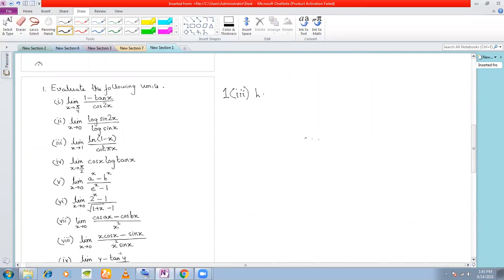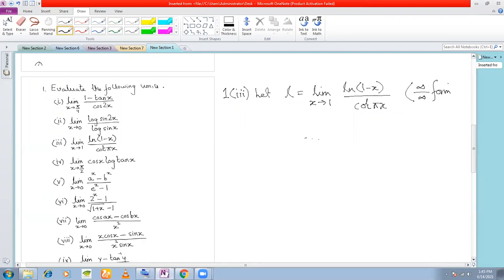Third is L is equal to limit x tends to 1 of ln(1 minus x) by cot pi x. So here if you put x is equal to 1, what form is this? It's an infinity by infinity form, isn't it?